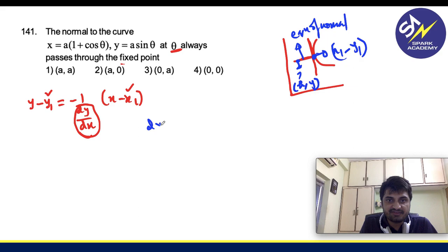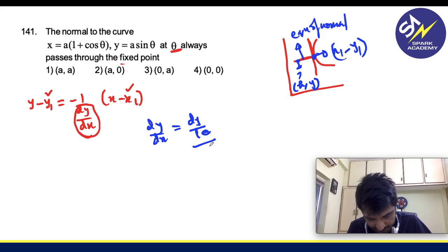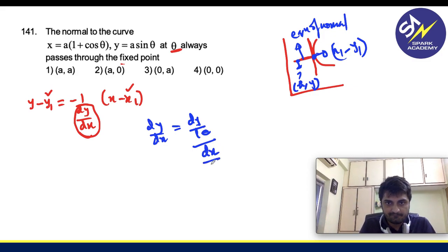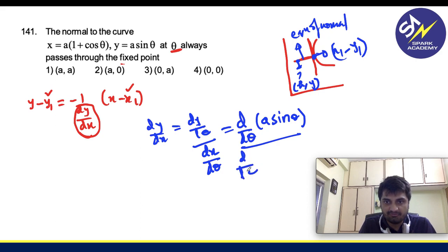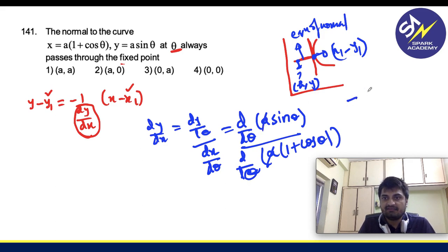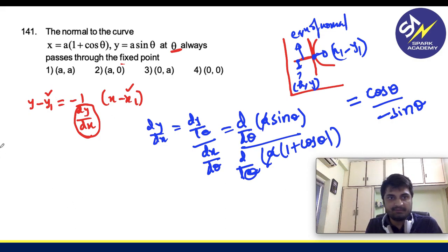So how will you find out dy by dx, guys? This is like parametric form. So I can write dy by d theta whole divided by dx by d theta. So how do you write dy by d theta? d by d theta of, what is my y here? a sin theta, whole divided by d by d theta of a into 1 plus cos theta. a cancelled. Derivative of sin theta is cos theta. Derivative of cos theta is minus sin theta. So we are getting what? Minus cot theta.